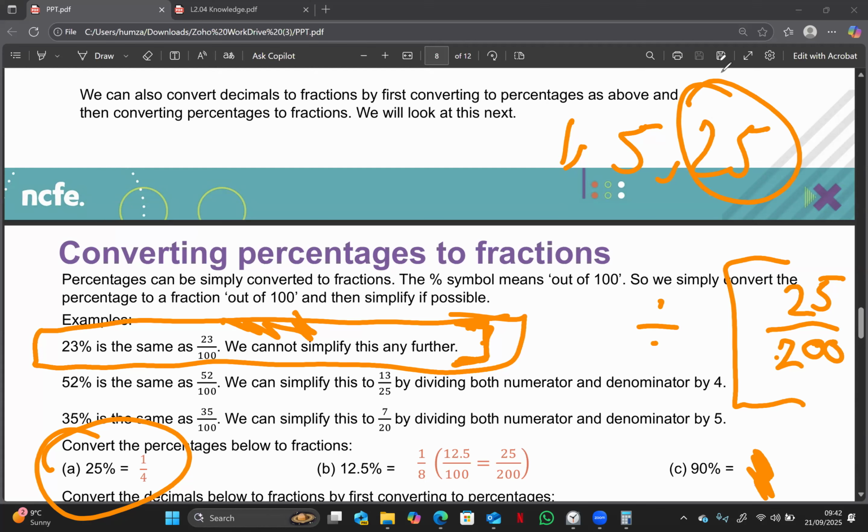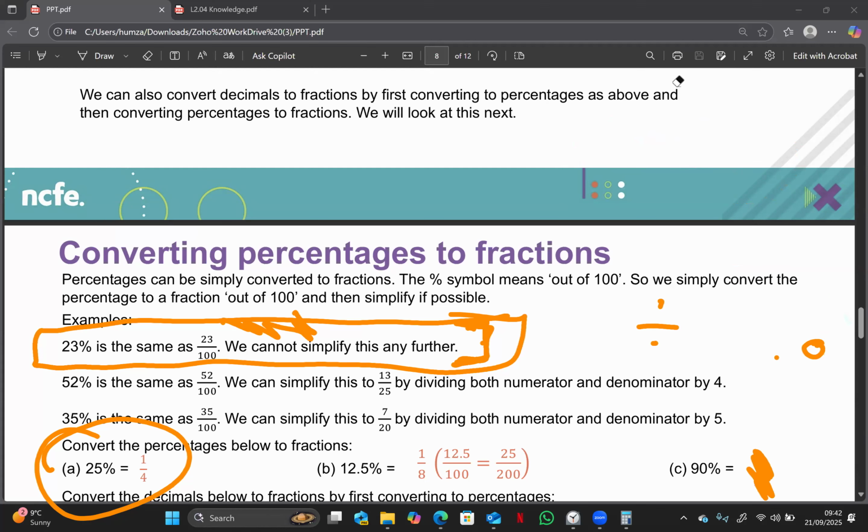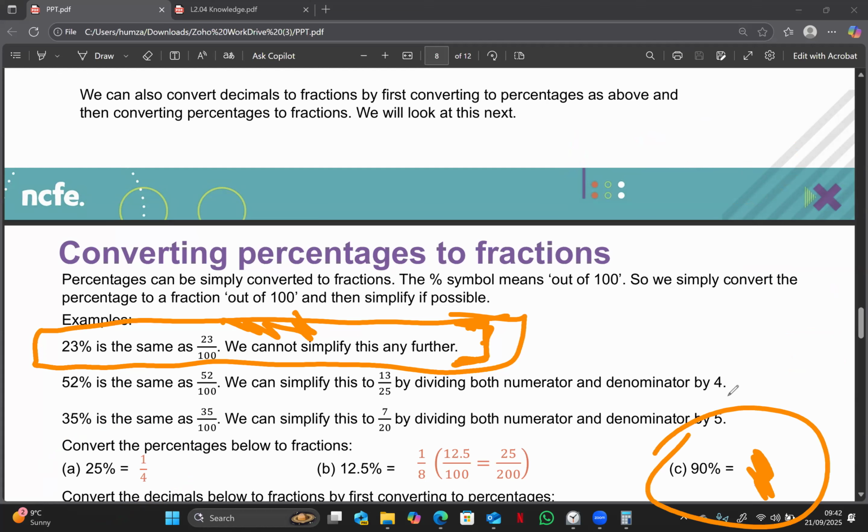So I'm going to ask you to do the next one. What's the next one? It's this one. 90%. How do you convert that into a fraction? Same method you've been using. You told me it, remember? Same as this one. 90 over 100. Yeah, right.